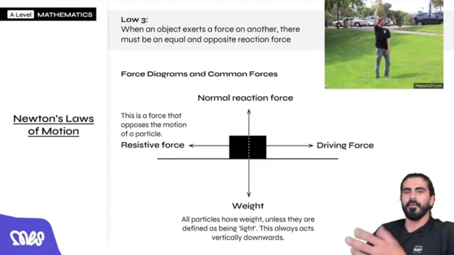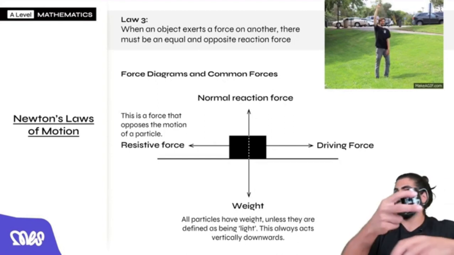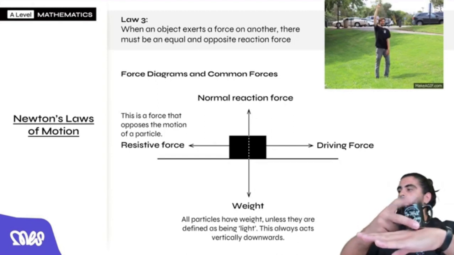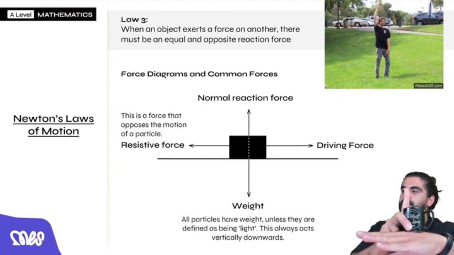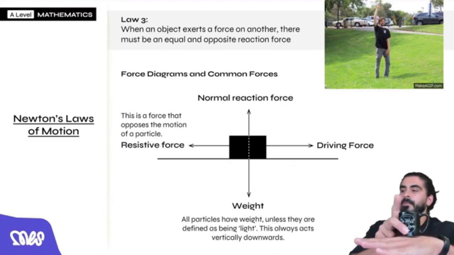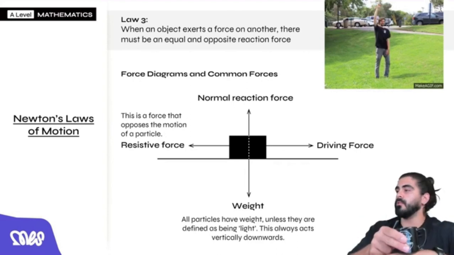So now, force diagrams and common forces. Whenever an object rests on a table, what we were talking about before is the resting force, the normal reaction force. Do you remember when I took my mug and I put it on my hand? There's always a force pointing upwards. My hand is pointing a force upwards to stop the mug from falling through my hand. We call that a normal reaction force. The mug has a weight, right? It's pushing down into my hand. That's the downward force that you see.